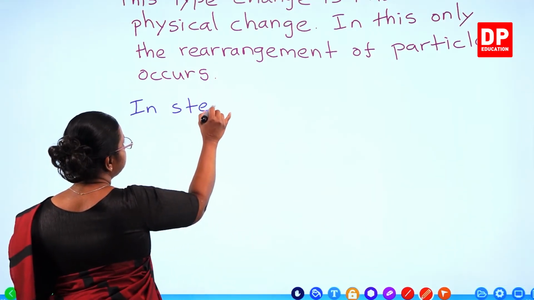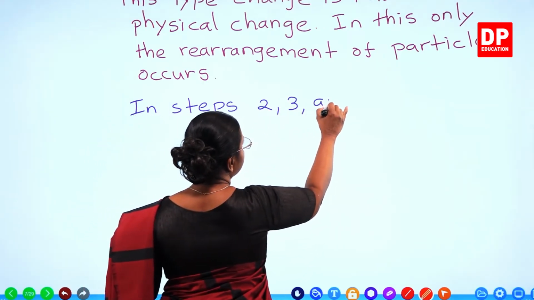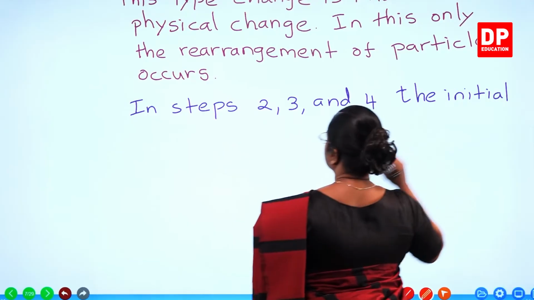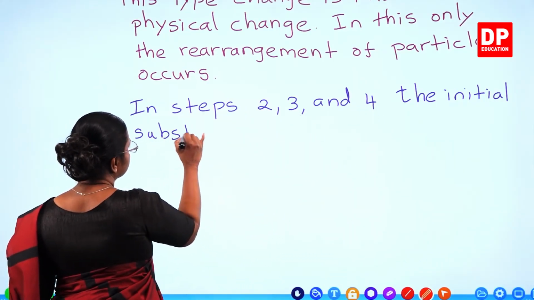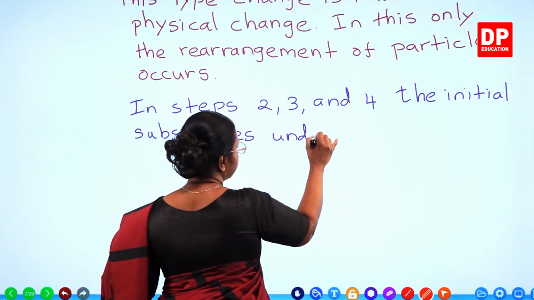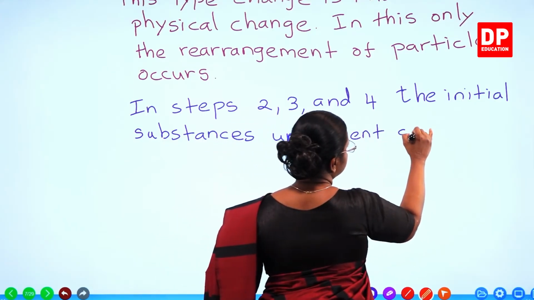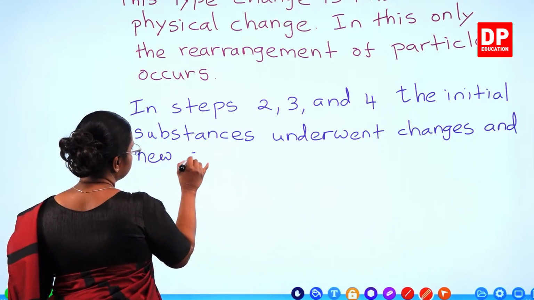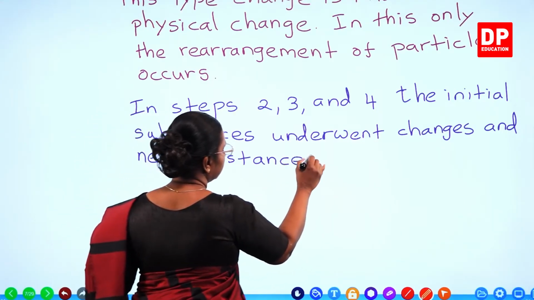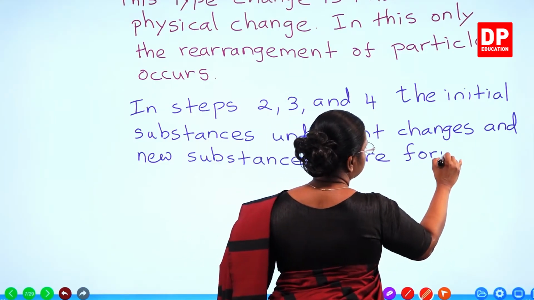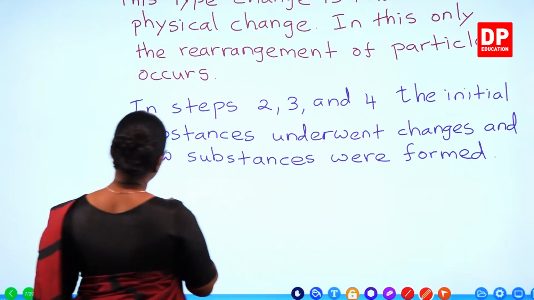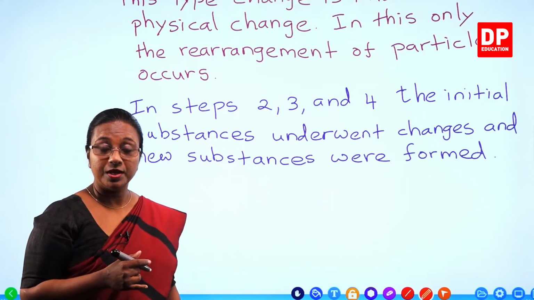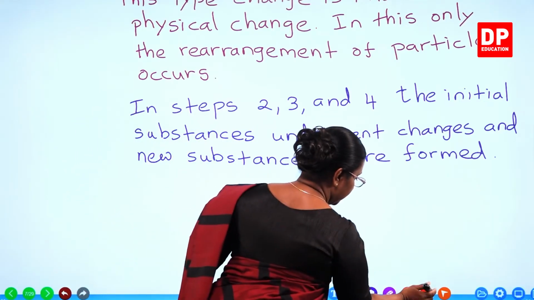In steps 2, 3 and 4, the initial substances underwent changes and new substances were formed. So, there we had initial substances and they underwent changes and new substances were formed. What do we call that? As chemical changes.